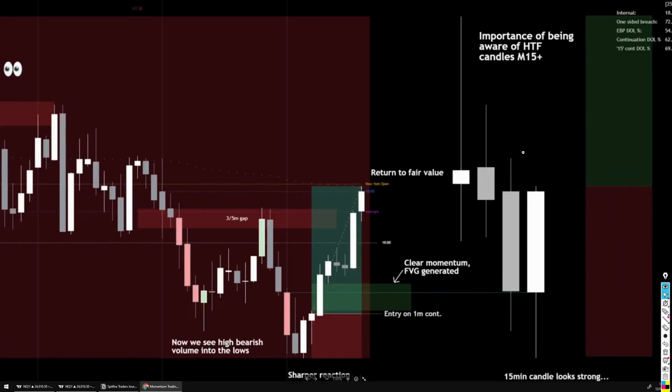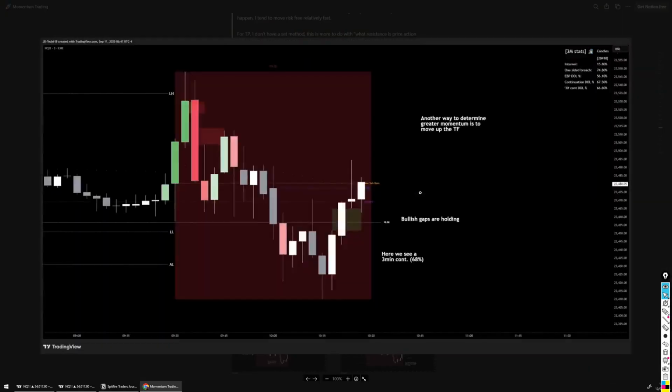So, let's move on. Another way to determine greater momentum is to simply move up in the time frame. Spitty touched on it a little bit as well. But what we can do here is just move up from the 1 minute to the 3 minute. What do we notice? The 3 minute produced a really nice 3 minute continuation. It also produces another one with a fair value gap. And this is a great way of determining more momentum, okay? Or greater momentum. Bullish gaps are holding.